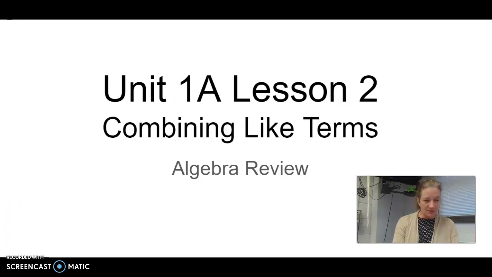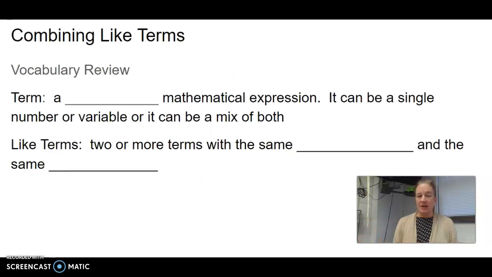Okay. So the first thing we do, like last time, is a little vocab review. To understand like terms, you got to know what a term is. So a term is a single mathematical expression. It can be a single number or a variable, or it can be a mix of both. So what that means is it could be 3. 3 is a term. 3x is a term. 3ab squared is a term. Okay? But when I say 3 plus x, that's no longer one term. That's 2 terms because you put the plus or the minus sign between them.